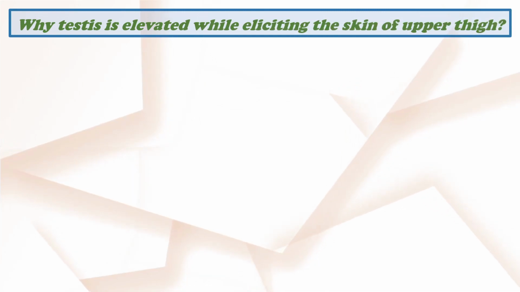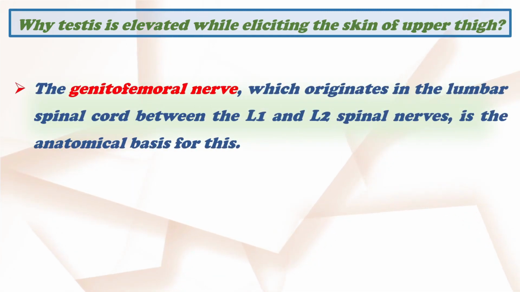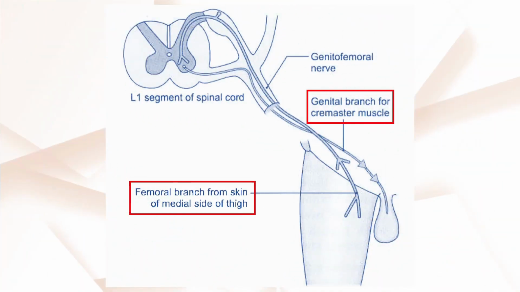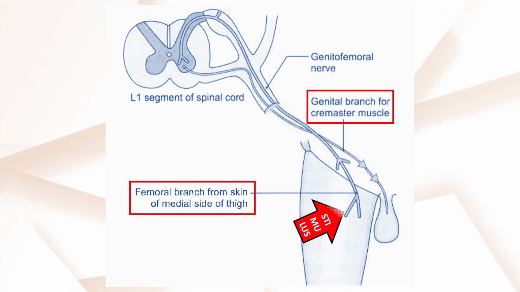The genitofemoral nerve, which originates in the lumbar spinal cord between the L1 and L2 spinal nerves, is the anatomical basis for this. The genitofemoral nerve has to carry two impulses at the same time, and they are: 1. Genital branch, the motor component, and 2. Femoral branch, the sensory component.